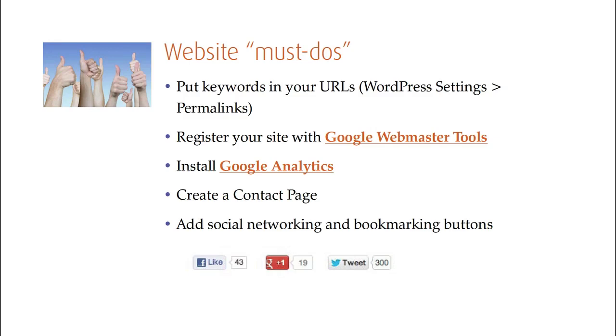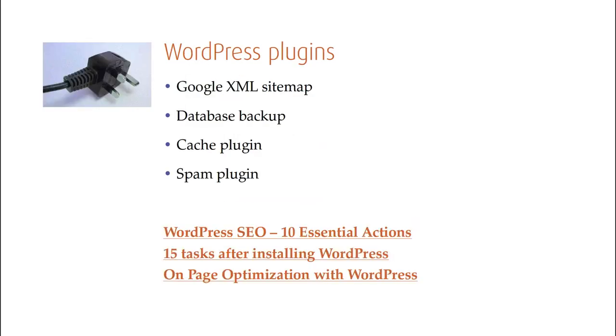Create a contact page. I usually use Contact Form 7 plugin for this. Here are a few suggestions of WordPress plugins that you could be using. There's the Google XML sitemap plugin that I usually install. This creates an XML sitemap for you in the background and updates it every time you update the site. You should register this at Google Webmaster Tools, and then you'll find your new content getting indexed by Google much quicker than otherwise. You could install a database backup plugin. You could install a caching plugin to speed the website up, and a spam plugin will be useful if you're allowing comments on a blog.